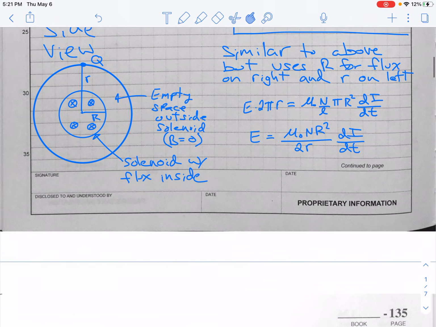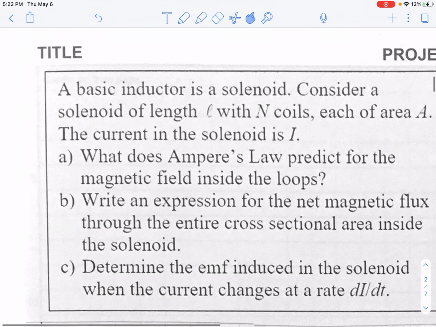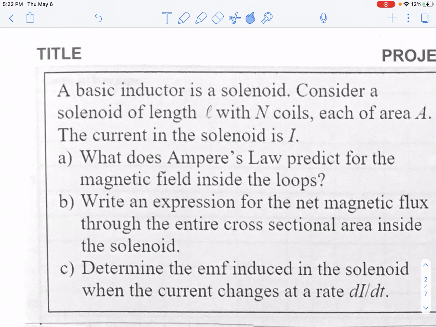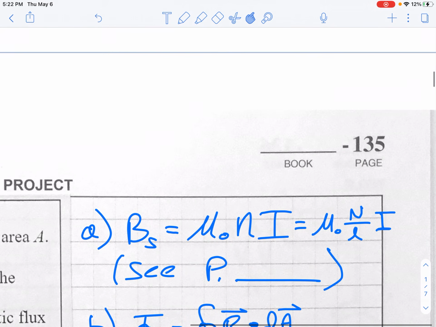All right, on the next page, a basic inductor is a solenoid. So we're going to consider the solenoid has a certain length and coils and an area A. We want to know, what does Ampere's law predict for the magnetic field inside the loops? An expression for the magnetic flux across the entire cross-sectional area, and the EMF induced in the solenoid when the current's changing. So Ampere's law, we've done this before.